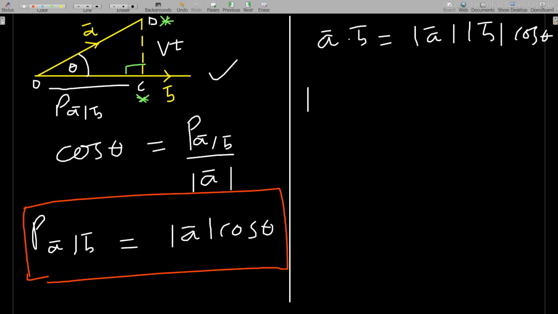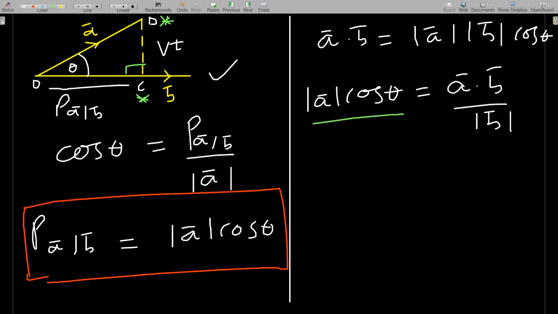Now if I keep magnitude of A times cos theta on one side, then it will be equal to A dot B over magnitude of B. But in this context, what is this? This is the projection of A onto B. That is magnitude of A cos theta. So it means that the projection of A onto B can also be written as what? A bar dot B bar over magnitude of B. I hope you get this.